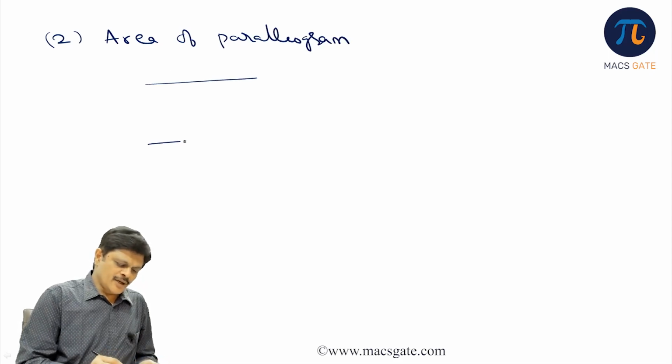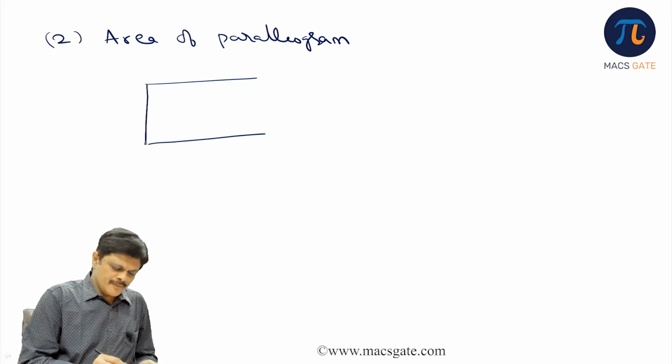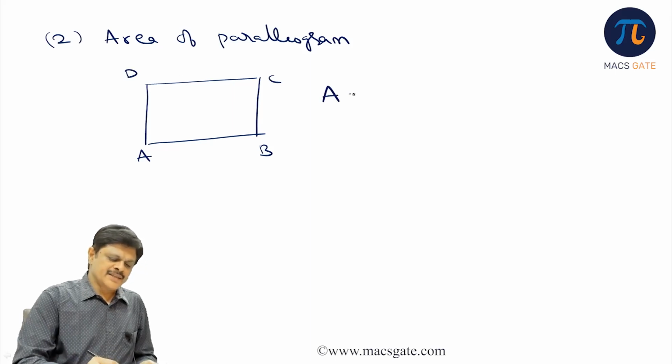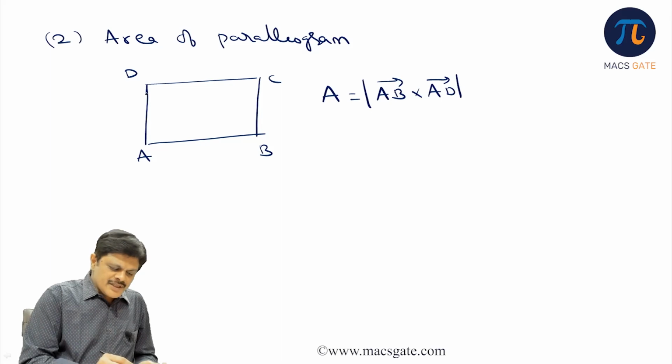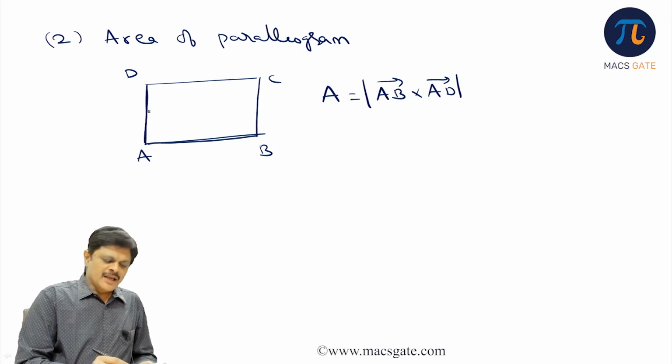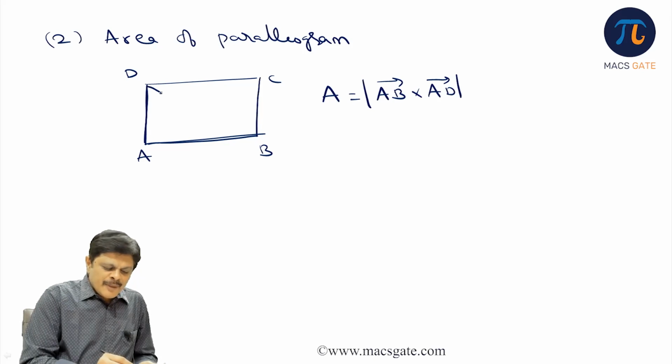Suppose you are having a parallelogram ABCD. The area is given by the length of AB cross AD. So this is AD and this is AB. AB cross AD. See what happens for the parallelogram.